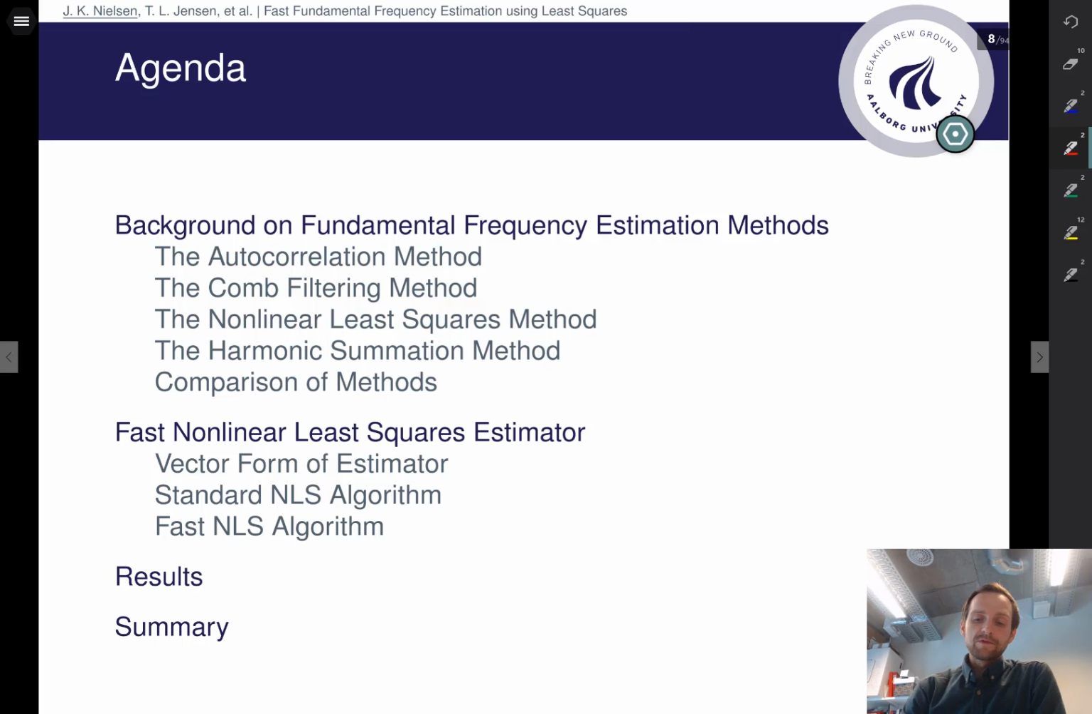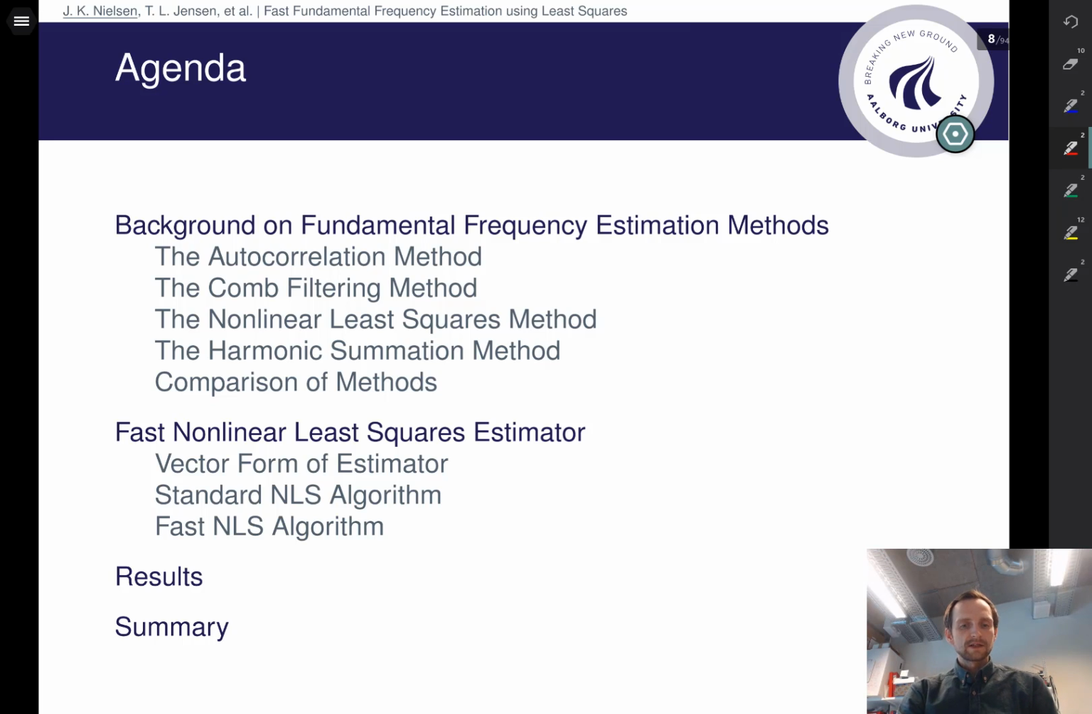First I will give a bit of background about how fundamental frequency estimation is done. So I'll talk about the autocorrelation method and the comb filtering methods. They are very common, especially in speech processing. Then I'll talk about the nonlinear least squares estimator and the harmonic summation method. They are very closely related, these two. Finally, I'll give a comparison of all these methods. Then I will talk about our contribution, which is fast nonlinear least squares estimation. And finally, I will give some results and summarize.